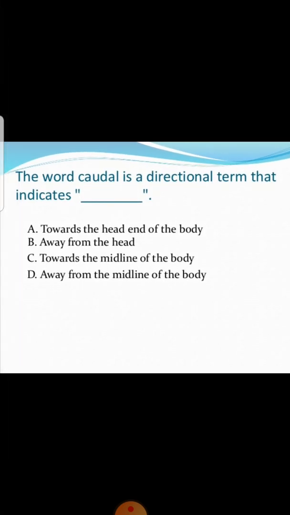Next question is, the word caudal is a directional term that indicates towards the head end of the body, away from the head, towards the midline of the body, or away from the midline of the body. So the right option is B, which is away from the head, because a structure that would be towards the head, we will call cephalic or cranial, while a structure that is away from the head, that would be caudal, or a structure that is more towards the feet.